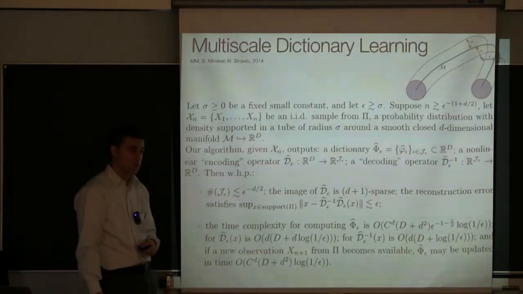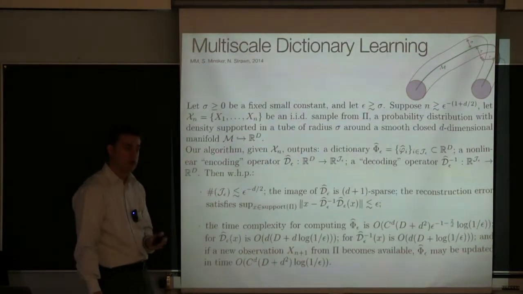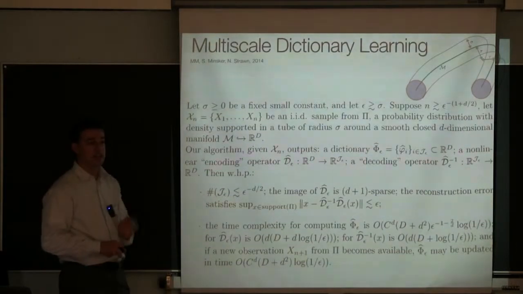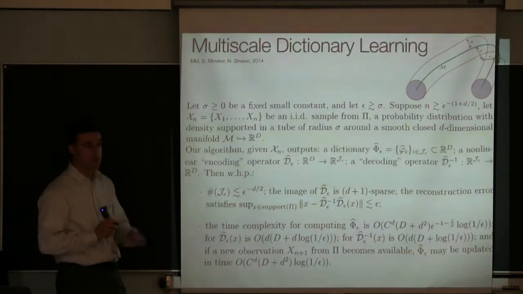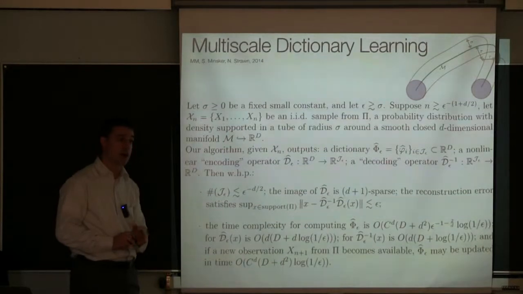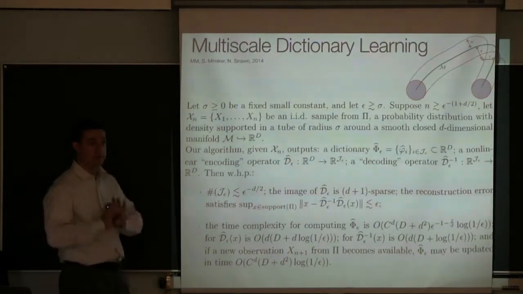That's right. This is the content of this theorem. So it says, if the data satisfies these geometric assumptions, then we can do dictionary learning really well. If it does not, no claim.